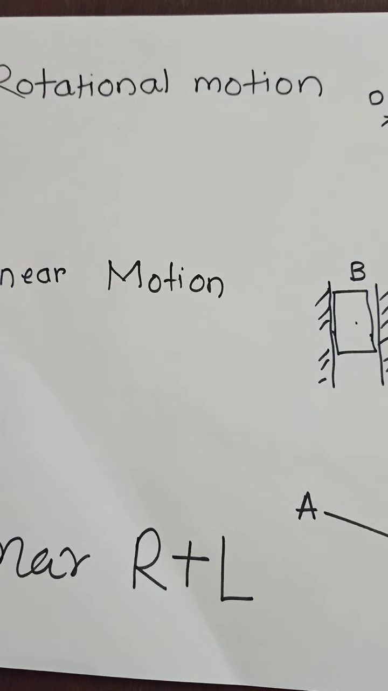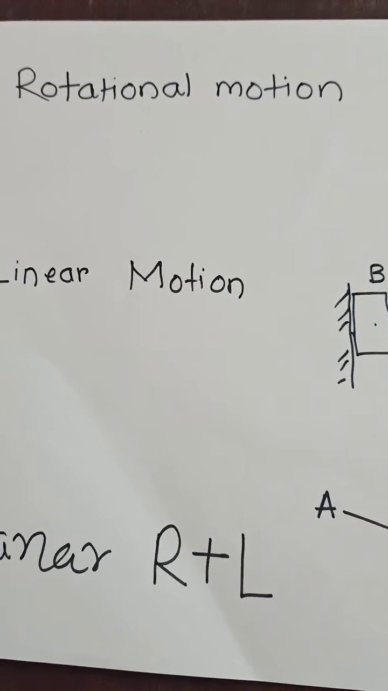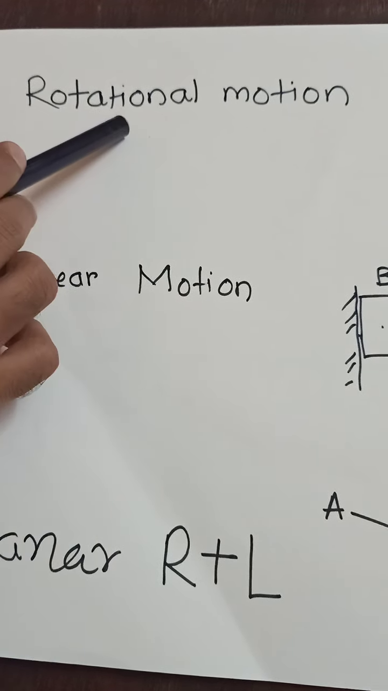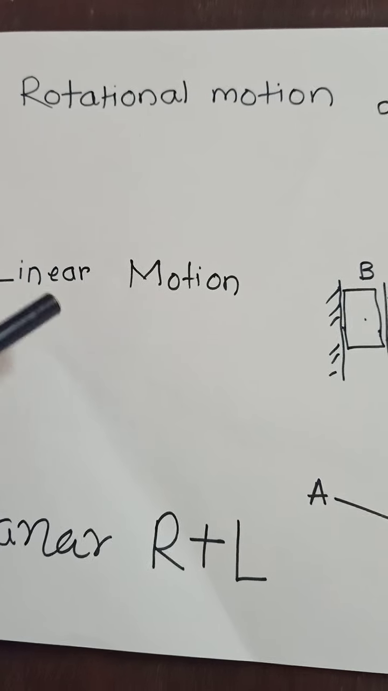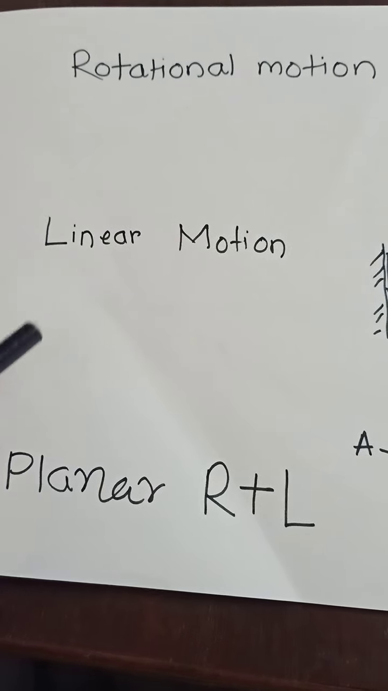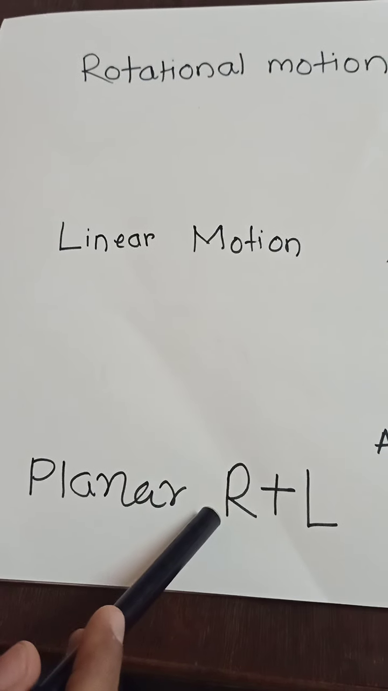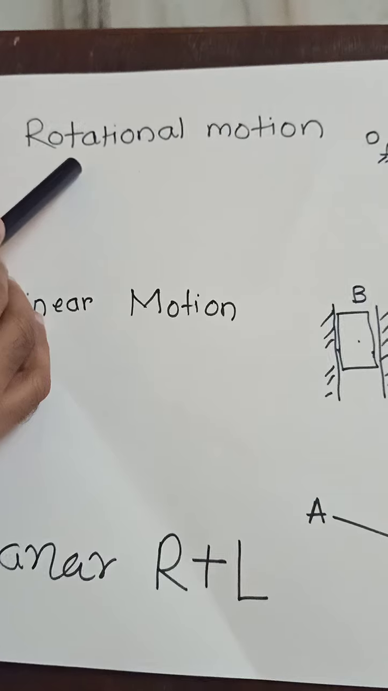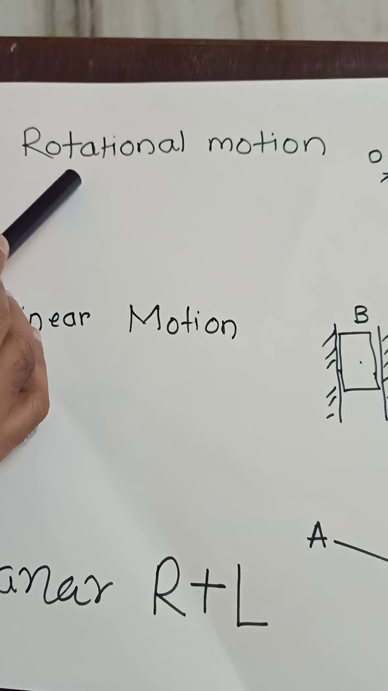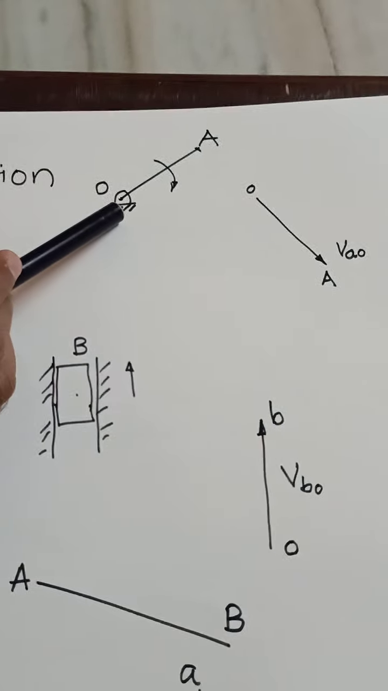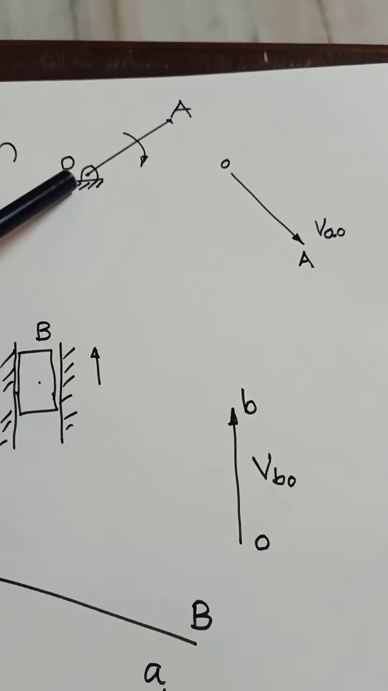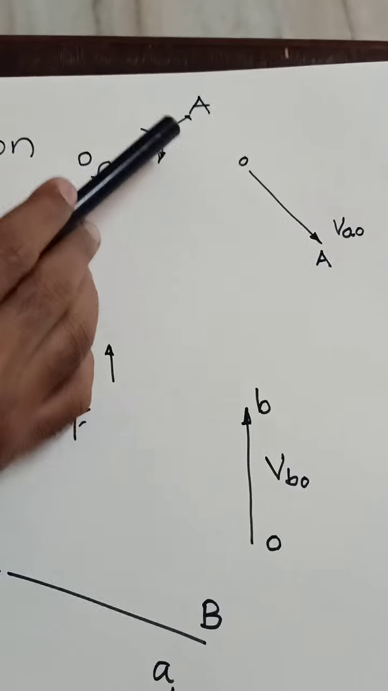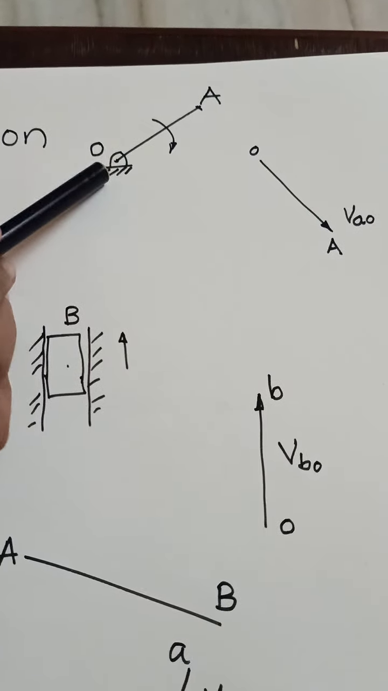In yesterday's lecture, we have seen that in any mechanism, there are three types of motion. First is pure rotational motion, second is pure linear motion, and third is a planar motion, which is a combination of rotational and linear motion. When we have a pure rotational motion like a crank in a mechanism which rotates about a fixed point, then the velocity vector is perpendicular to the link.